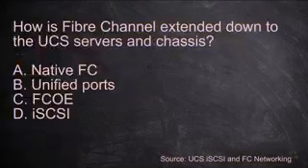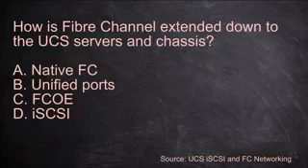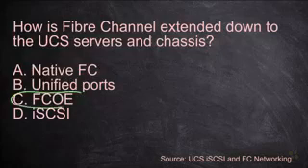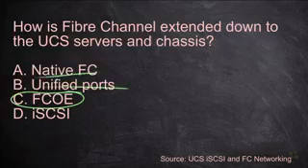Next question. How is Fiber Channel extended down to the UCS servers and chassis? Everything south of the fabric interconnects is Fiber Channel over Ethernet. Native FC and unified ports are all connections upstream of the fabric interconnects. In iSCSI, there is no such thing as an iSCSI port. It's simply an Ethernet port. So C, FCoE, that is our answer.